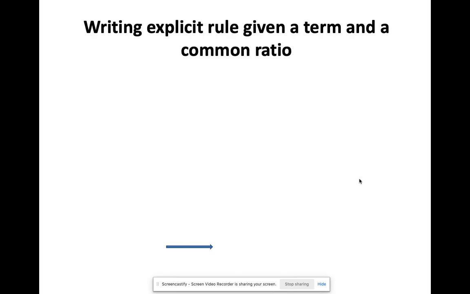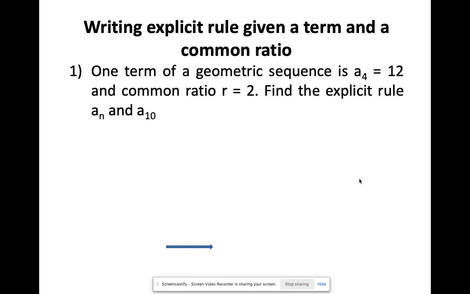Now, suppose you're supposed to find a sub n, just given a term, not a sub 1, and a common ratio. So you're given any term, and then you're given a common ratio r. Let's have an example. One term of a geometric sequence is a sub 4 equal to 12, and the common ratio is 2. So we're going to find the explicit rule a sub n and a sub 10.